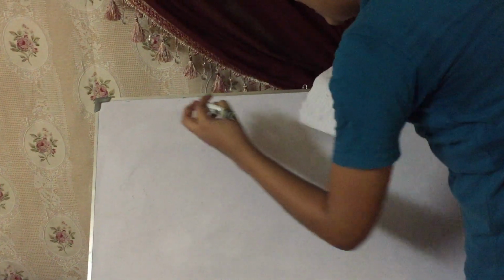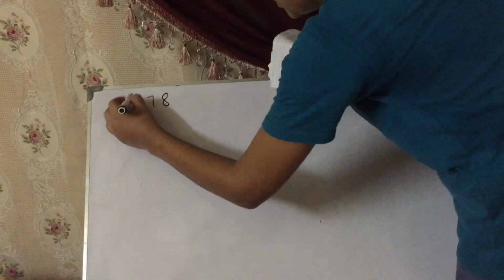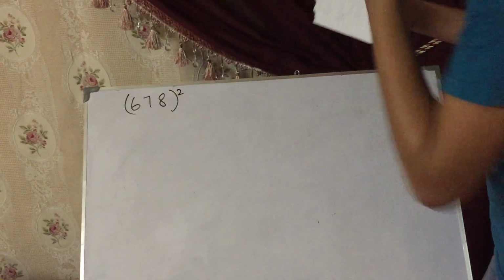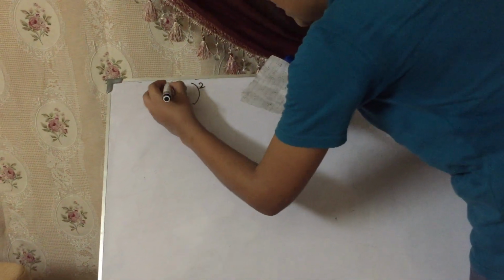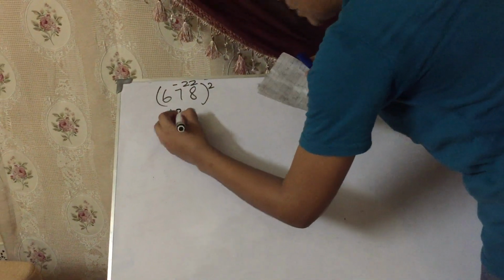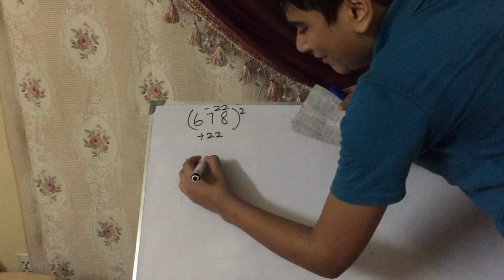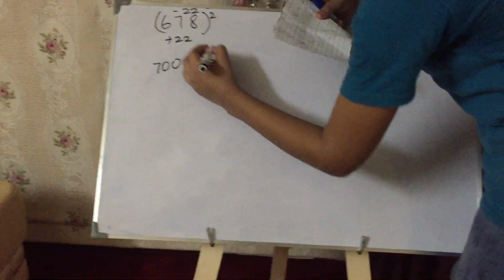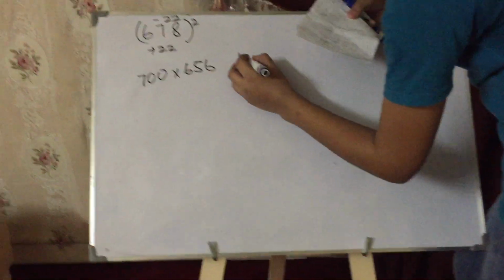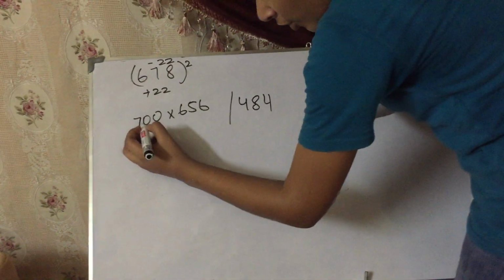The second number we can take is 678 squared. Guys, this number is very easy, just focus on it. We will do minus 22 and plus 22. After adding, it would be 700, and after subtracting, it will be 656. What is the square of 22? 484. Okay, so what did I tell you?